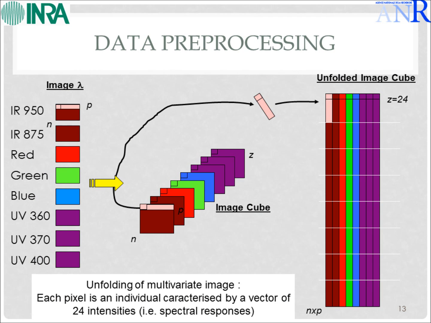So this is the algorithm. Once we have the different RGB images, we unfold all the images in a vector. So for the first image, we obtain the first vector, and we merge or concatenate all the vectors in a very large matrix. And in this matrix, the line corresponds to the pixel, and the column corresponds to the spectral response.